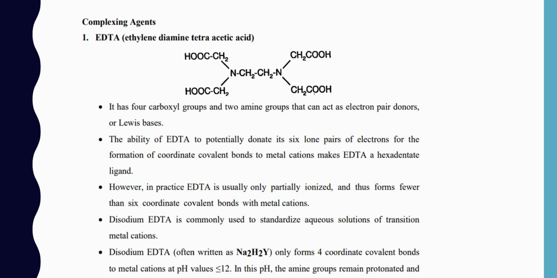Next, we are going to study complexing agents, because in complexometric titration the important part is complexing agents. The first complexing agent that we are going to study is EDTA, which is the most widely used complexing agent in complexometric titration. That is ethylene diamine tetraacetic acid. This is the structure of EDTA. It has four carboxyl groups and two amine groups.